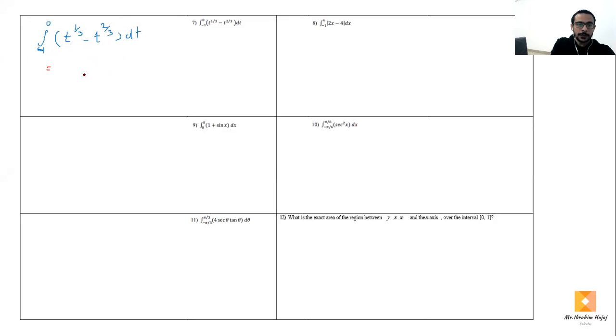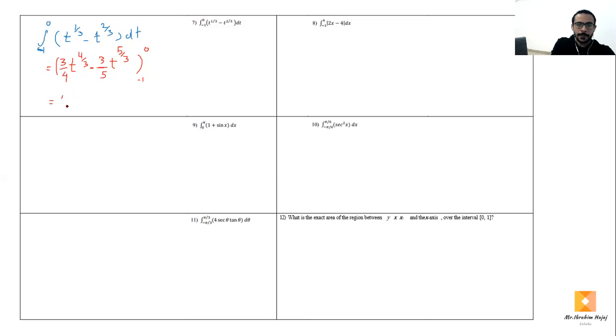Okay. It will be, mister, t to the power 4 over 3 over 4 over 3. Yes, 4 over 3. As 3 over 4. Dividing by 4 over 3 is the same as multiplying by the reciprocal. Then it will be minus 3 over 5 t to the power 5 over 3. Yes. Here is what? 5 over 3, and here it's what? 3 over 5. And it's minus here. Yes. Evaluate this all from negative 1 to 0.